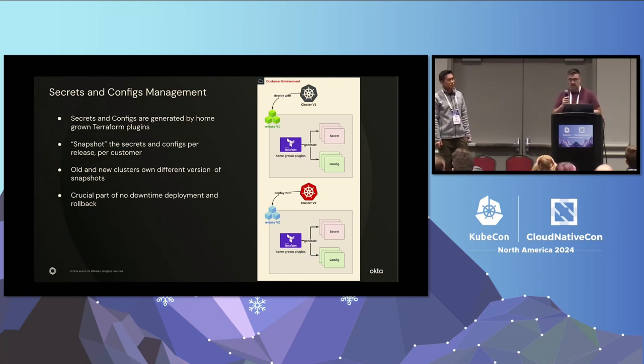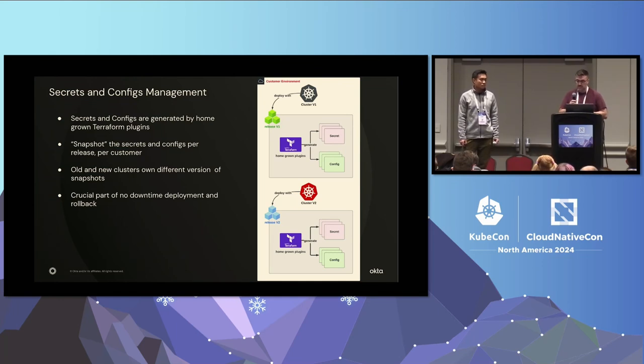So what happens if a secret or a config value changes and works only on one specific version of infra? Then we need to make sure that this will not cause any issue if we need to roll back the cluster. To solve this problem, we have the concept of config snapshots and secrets. Basically, a config snapshot or secret is a specific value for a specific customer for a specific release version. Since each cluster will tie to a specific release, we know that during every deployment, we always have that snapshot to fall back to. And this is a very crucial step in our release automation.